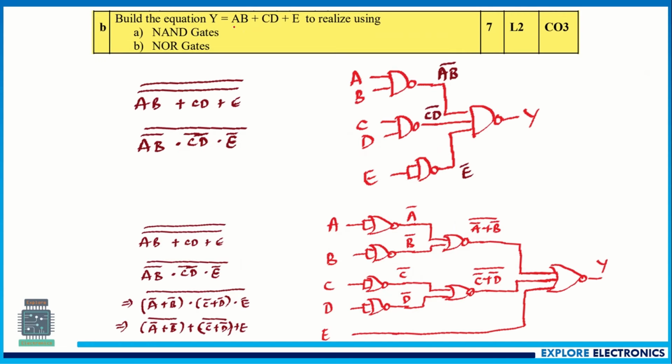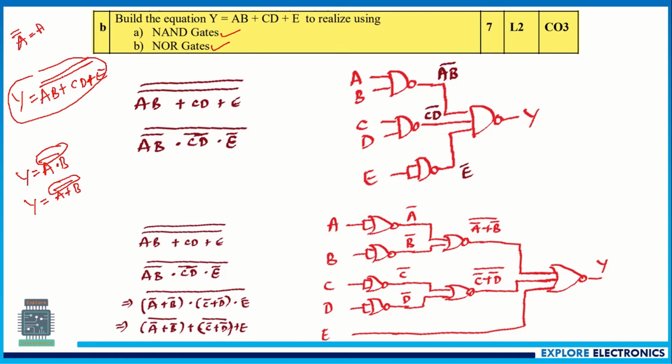And here is the expression given: Y is equal to AB plus CD plus E. Once you get the expression like this and we need to implement it using NAND gates or NOR gates, what we need to do? Usually the NAND gate expression is (A into B) whole bar and the NOR gate expression is (A plus B) whole bar. Means finally we are going to get the expression in terms of whole bars, right? So we need to take the double bar for the expression given. What happens if we take A double bar? It is A again. So this expression will not change if we take the double bar.